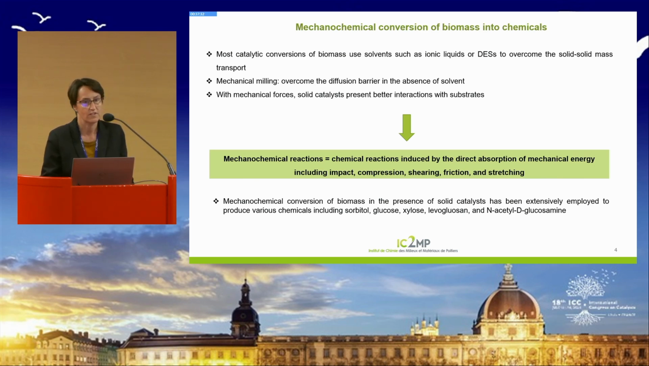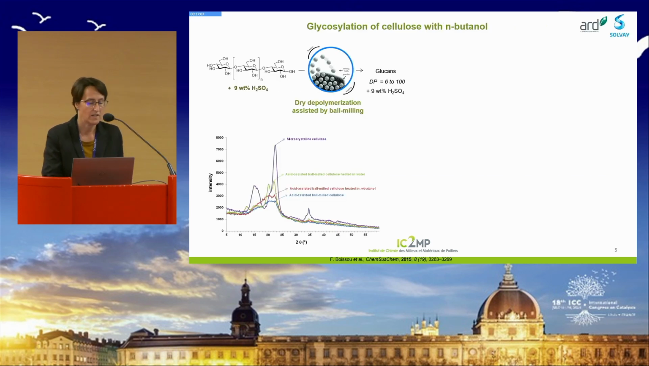And if you look in the literature, you will find some examples on the conversion of biomass to fine chemicals using mechanocatalysis, for example, the synthesis of sorbitol, glucose, xylose, and so on. And today, I will show you 2 examples of mechanocatalysis. The first one will be on the mechanocatalytic conversion of cellulose to surfactant, and the second one will be the conversion of hemicellulose to oligosaccharides. So let's start with the first example.